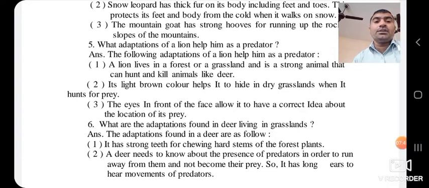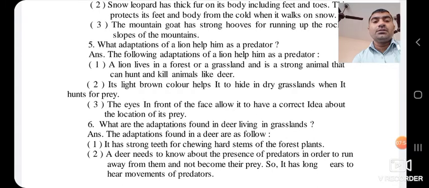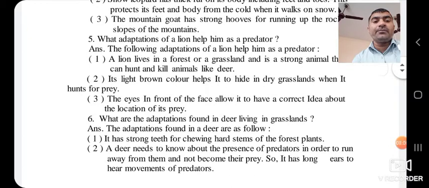It has strong teeth for chewing hard stems of the forest plants. See, deer eat plants, right? So it has strong teeth to chew the hard stems of the forest plants. A deer needs to know about the presence of predators in order to run away from them. See, it should know where the predator is.